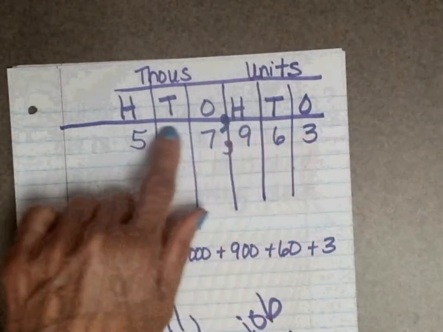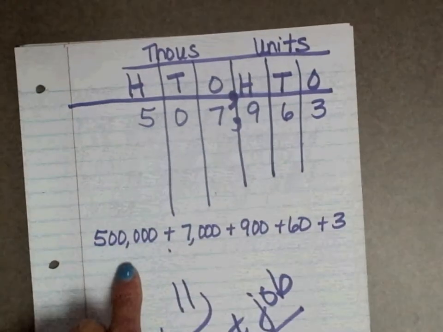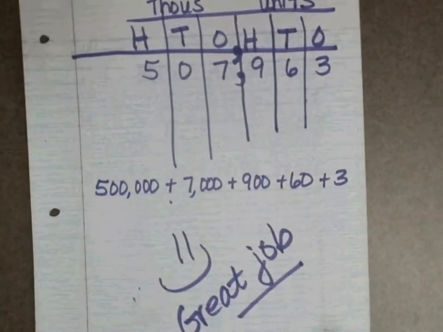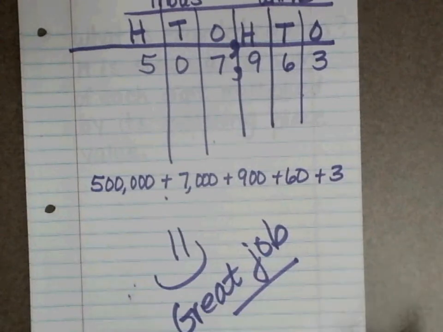Here's my place value chart. Here's the number that I put in the chart. And here's my expanded form. So boys and girls, great job. Good effort. Remember, we have had the summer off and we are getting there, so keep practicing. I'm very proud of you.